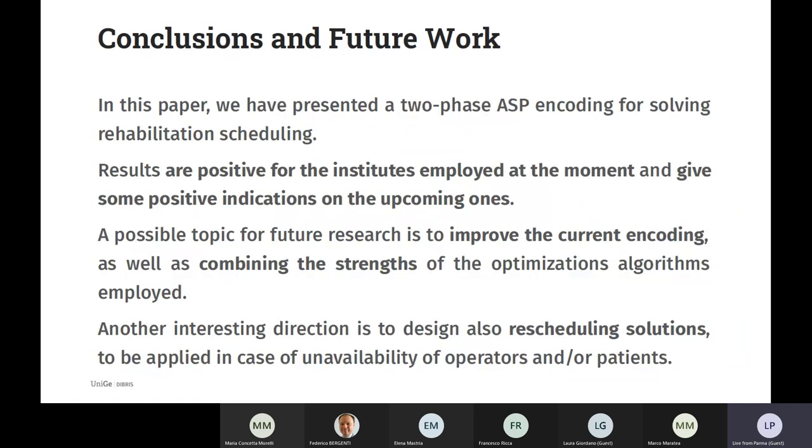So, conclusion and future work: we have presented this two-phase ASP encoding for solving the rehabilitation scheduling, and results are positive for the instances employed until now, but we can do better for larger hospitals. So we want to improve the current encoding and, as we said before, combine the threads of both algorithms in order to perform better in every scenario. And another interesting direction, of course, is rescheduling solutions, because this is an NP, a very difficult problem. So instead of planning again when something small changes, we can reschedule, and maybe use the previous solution in order to be faster in finding the next one.